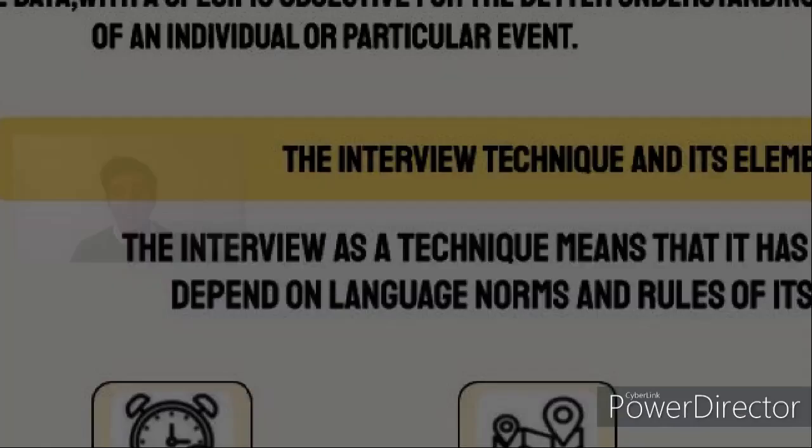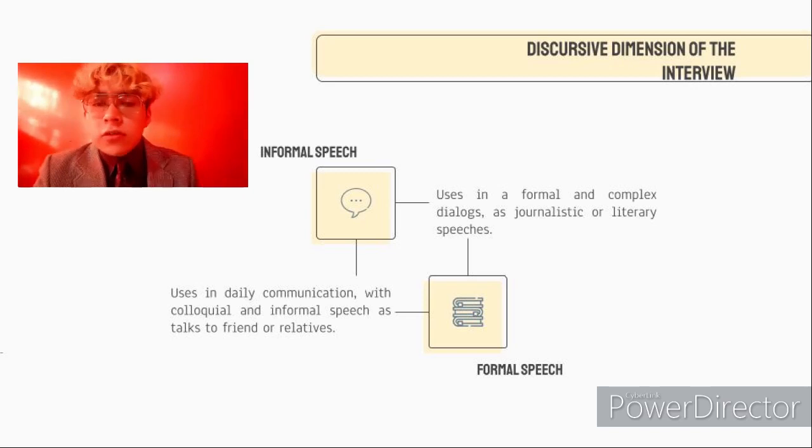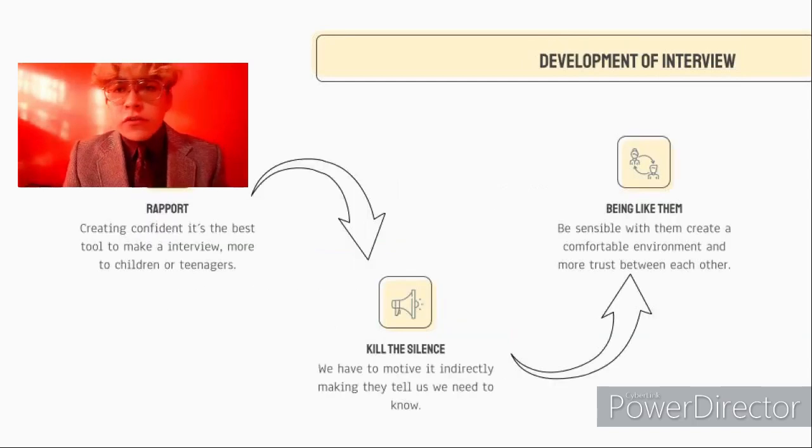Well, we have to know the interview involves a discursive conversation process, which is divided into two kinds of discursive genres. The first one is known as daily communication, with an informal speech, like talking to friends or relatives. Meanwhile, the second genre uses a formal and complex dialogue, such as a journalistic or literary speech, only to mention one. In this case, as Arthurs mentioned, an interview has to be fluent. Exchanges in a kind of language are usually informal, depending on the rapport previously created with the interviewee, thus generating a comfortable environment that also allows a correct development of the interview.